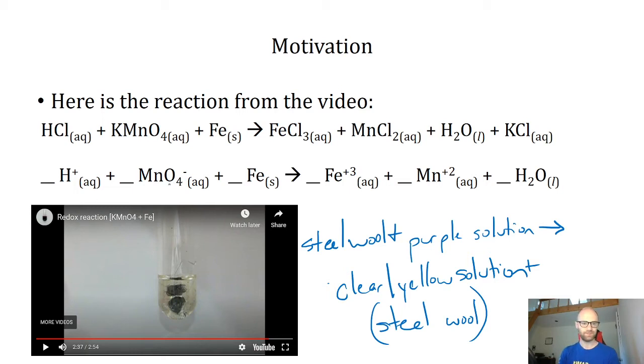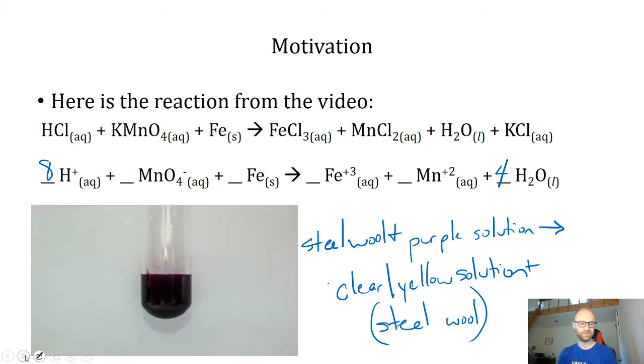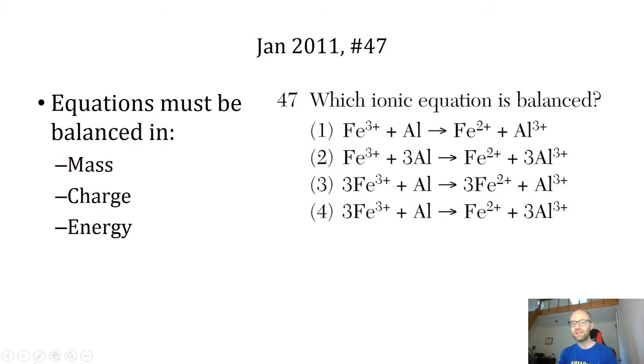Excellent. So I see 4 oxygens, so I should put a 4 there. That would mean 8 H pluses there, and we're done, right? Well, yes and no. Turns out that chemical equations need to be balanced in mass, charge, and energy.